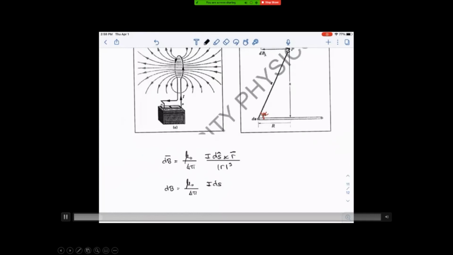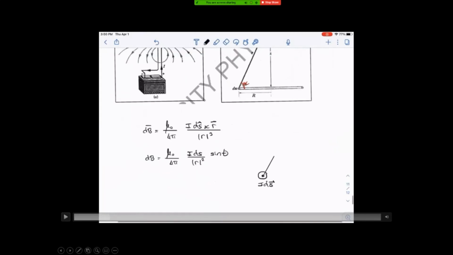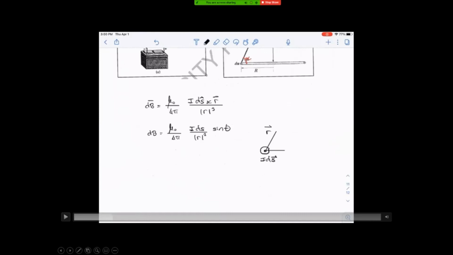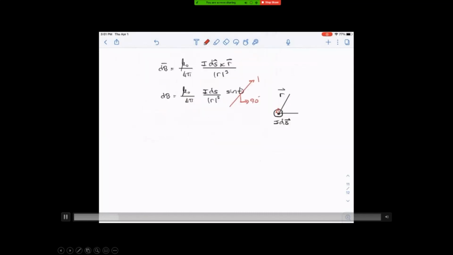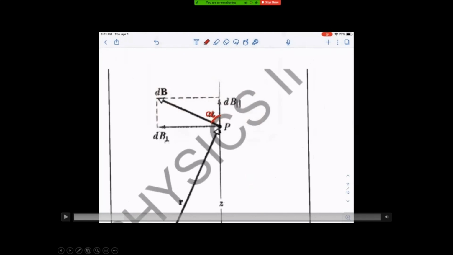I'll turn this into a vector expression just briefly. This theta is the angle between the direction of the current element and the direction of the position vector. The current is coming out of the page, and notice that the position vector is moving in this direction. Look, guys, this is going to be 90 degrees to the direction of the current element, which means that sine of 90 is going to be 1. So all of a sudden, we end up with a simplified expression for the strength of the magnetic field.